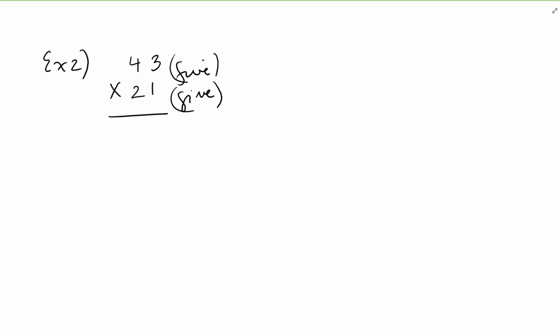Let's do another example. 43 in base 5 times 21 in base 5. So 1 times 3, it's 3. And 1 times 4, it's 4. So that's fine. Plus, and now 2 times 3, that's 6. So 6 in base 10 is what in base 5?